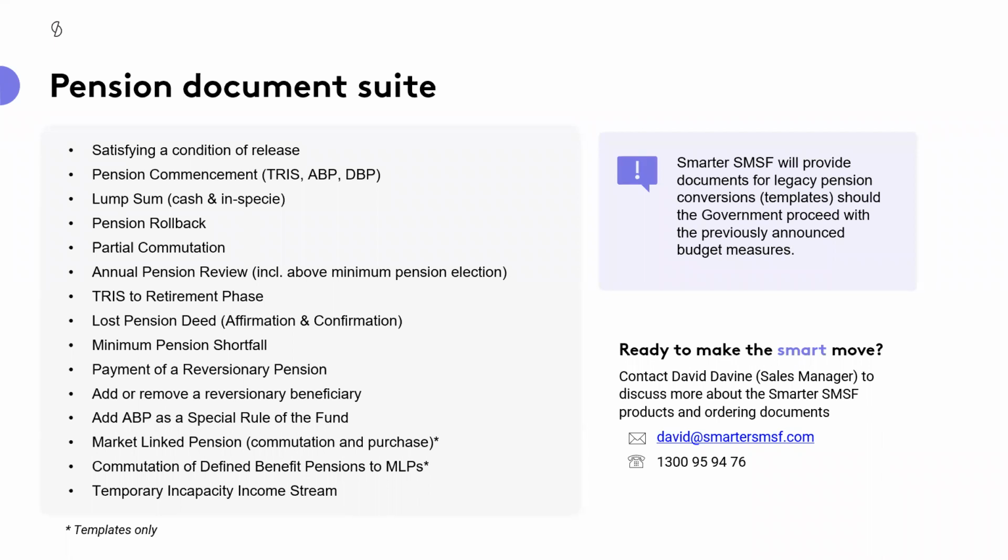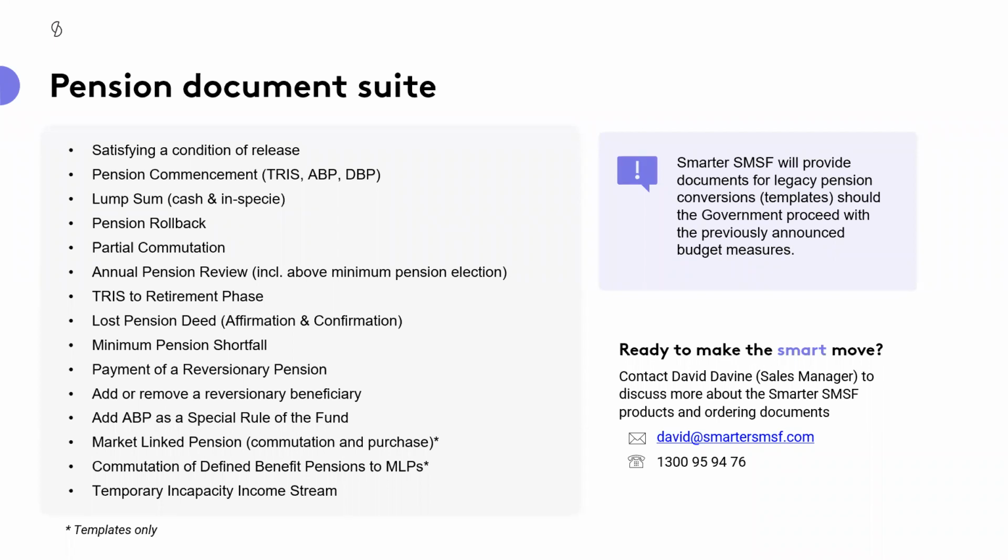You've upgraded to the Smarter SMSF deed, and you now want to attach those pension documents that may have been done separately previously as a special rule of the fund. You can do that sort of stuff as well. We have a number of other documents that we have templates for, like market link pensions, commutation and repurchase, commutation of DBPs to market link pensions, and we also have temporary incapacity income stream documentation available as well.